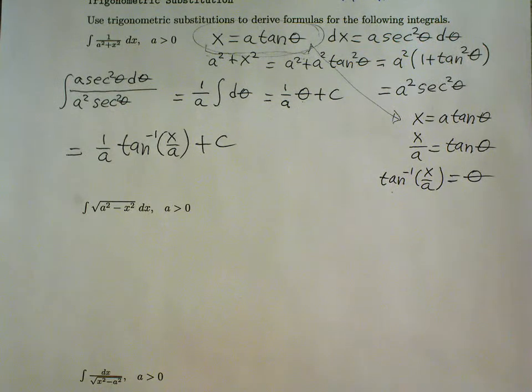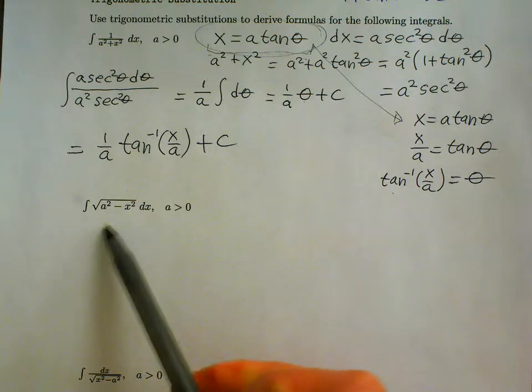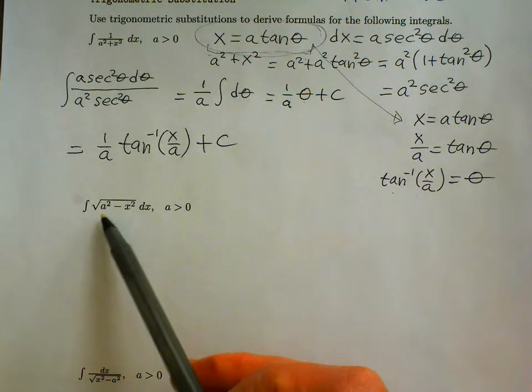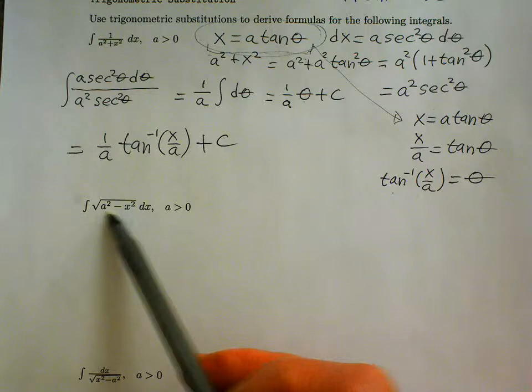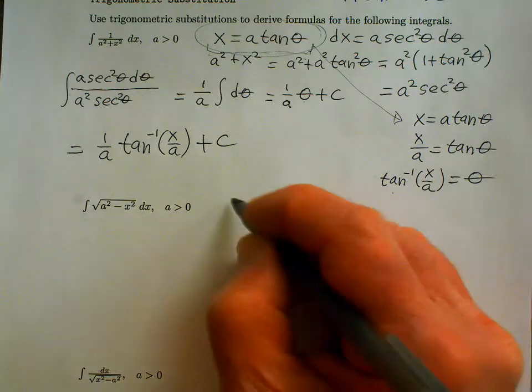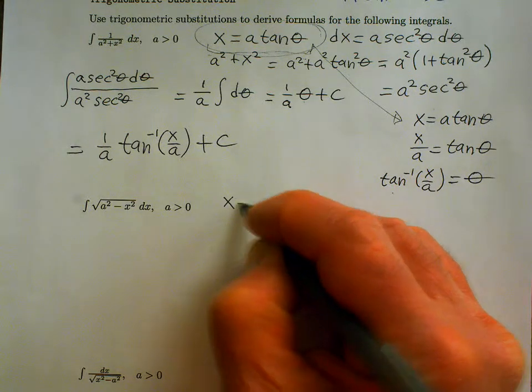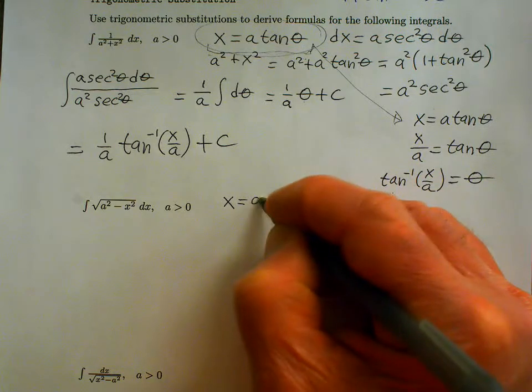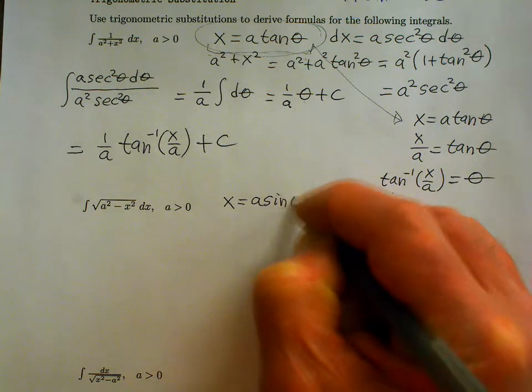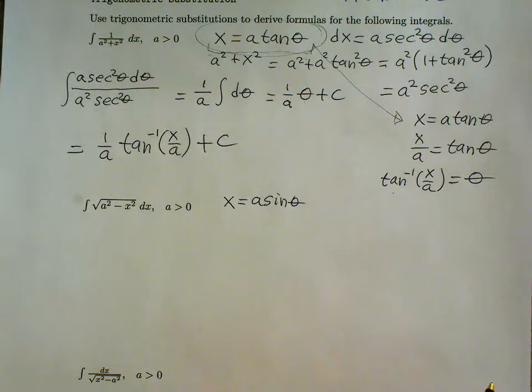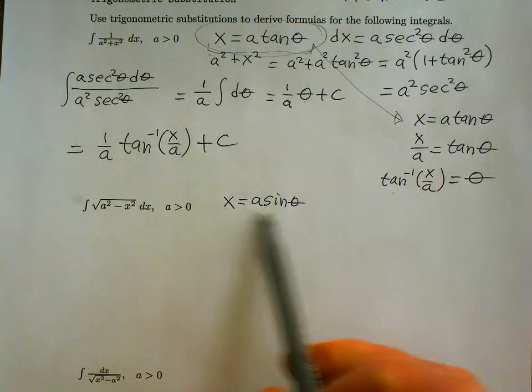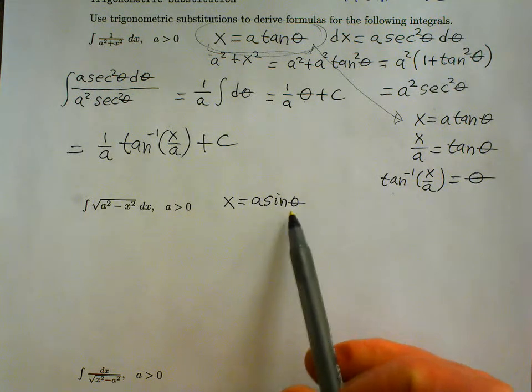Okay, the next one, the indefinite integral of the square root of a to the second minus x to the second dx. For the case of a squared minus x squared, picking x to be a times sine of theta is the one that is normally picked.